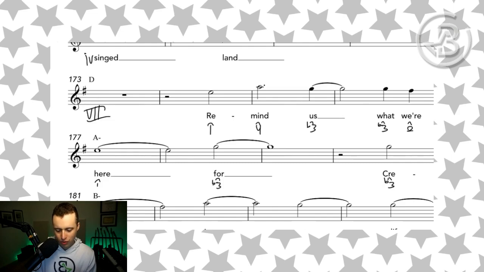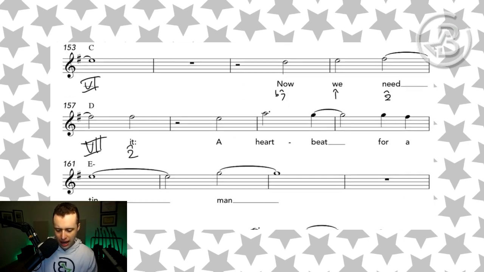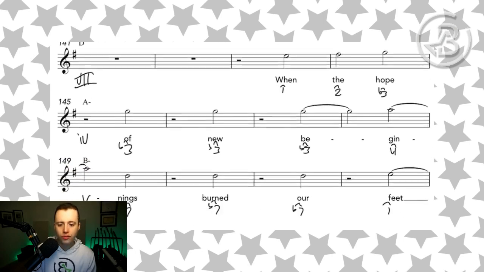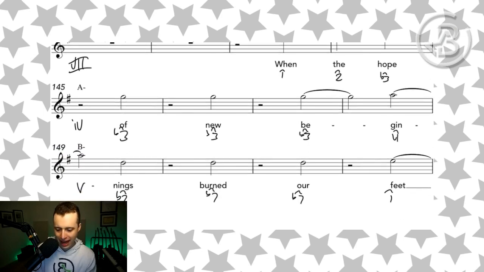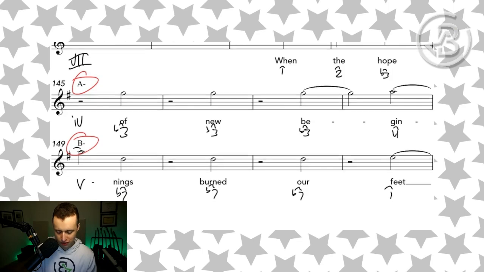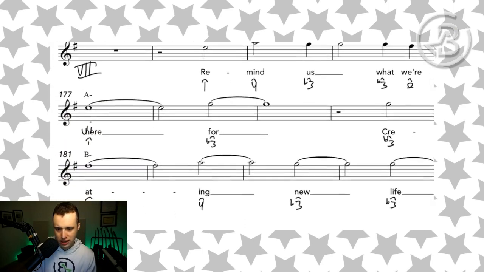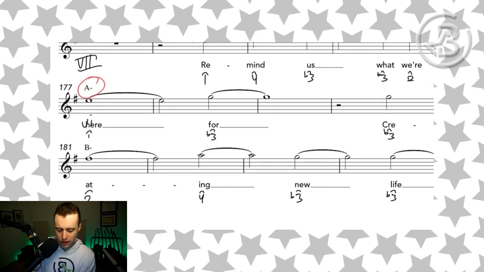Now, what we're here for, creating new life. What's interesting here is that we have the same chords as we had for when the hope of new beginnings cinched our feet. See, we have that A minor and that B minor, the A minor for 4 measures, the B minor for 4 measures. And see again here, in 177 and 181, we also have the A minor for 4 measures. We also have the B minor for 4 measures.